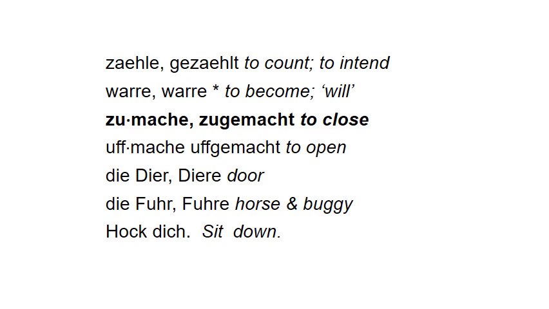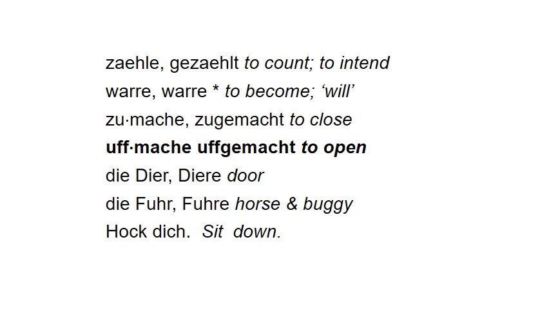Zumache, zugemacht, means to close. Zumache, zugemacht. Notice that that is a separable prefix verb. That's what that little dot indicates, and the fact that in the past participle, the ge comes in between the zu and the macht. Those things indicate that the zu is a separable prefix. So in the present tense, it goes to the end. So if I wanted to say I close, I would say ich mach zu. I close, ich mach zu. If I said, however, I closed, I would say ich hab zugemacht. To open is also a separable prefix verb. Aufmache, aufgemacht. Aufmache, aufgemacht.